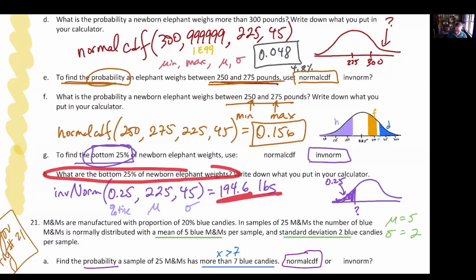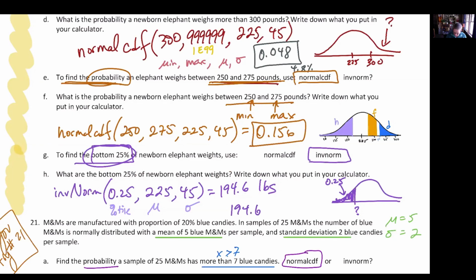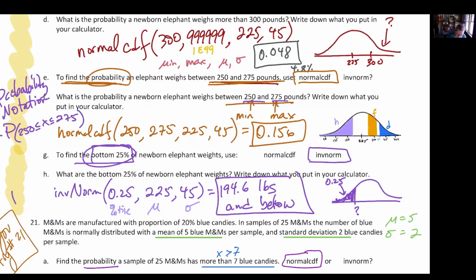It wants to know what are the bottom weights. So I can't just put this. This is just one weight. I need a range of weights. So it's actually 194.6 pounds and below. You'll notice on the homework, I'm asking you that question and then I'm writing it in probability notation. So hopefully you're getting familiar and used to it.